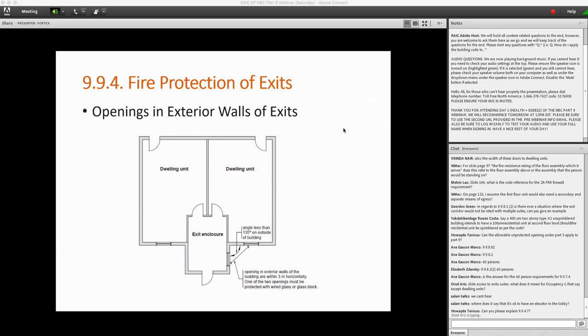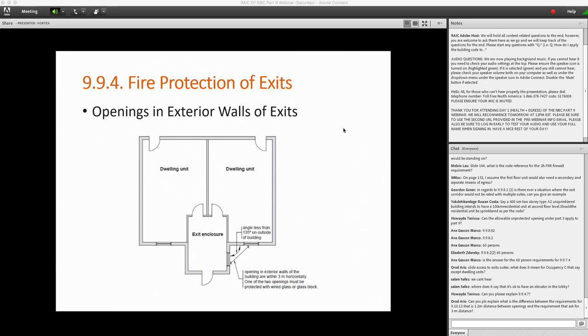Next question: clarification on the 60 people limit. The 60 people limit is the total occupant load in the entire building. It's not per story. So if the total occupant load in the entire building is not exceeding 60 persons, then you can have that single exit.